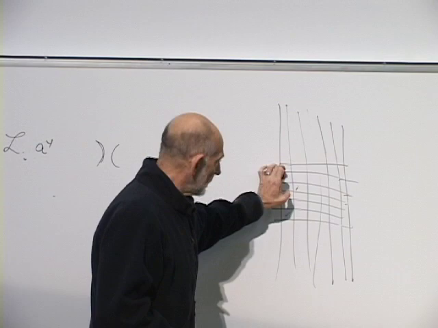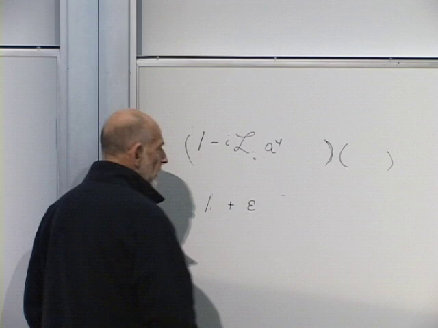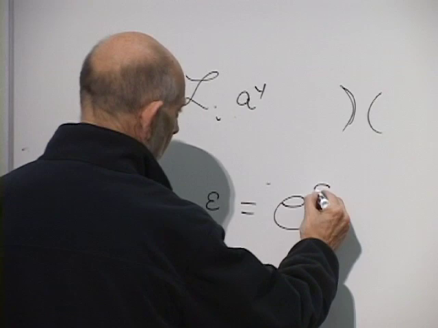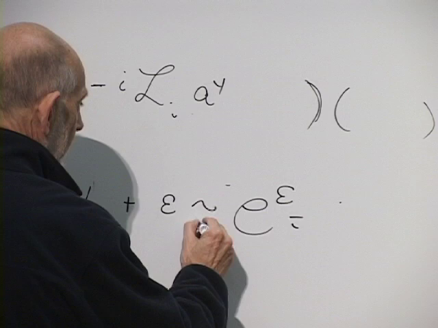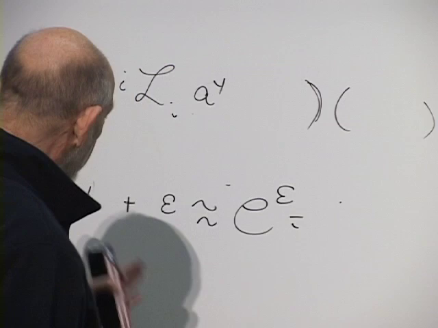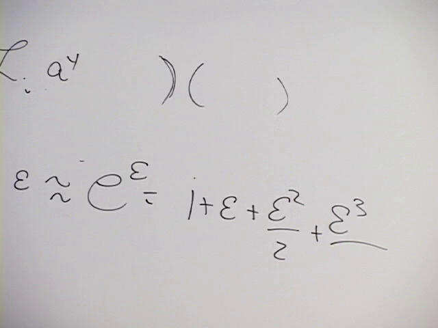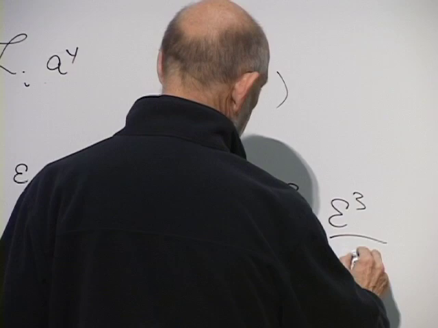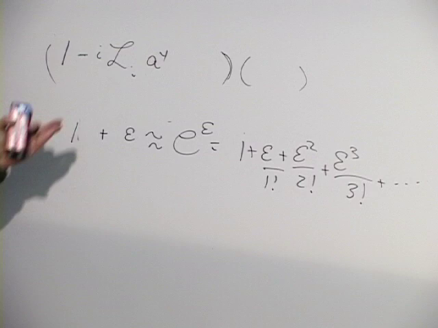Now, 1 plus a small quantity, let's call it 1 plus epsilon, is an approximation to e to the epsilon. This is approximately equal for small epsilon. But the exact formula is a power series in epsilon. It's 1 plus epsilon plus epsilon squared over 2 plus epsilon cubed over, what comes next? 3 factorial, which is 6. 3 times 2 times 1. And so forth and so on. So 1 plus epsilon is approximately, for small things, equal to e to the epsilon.